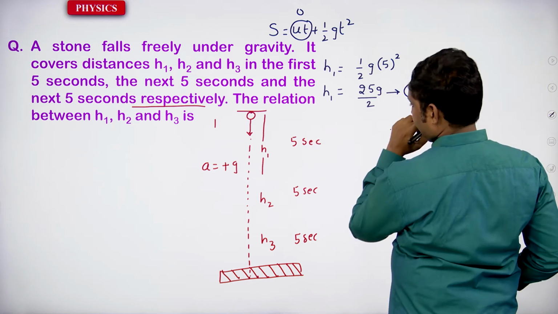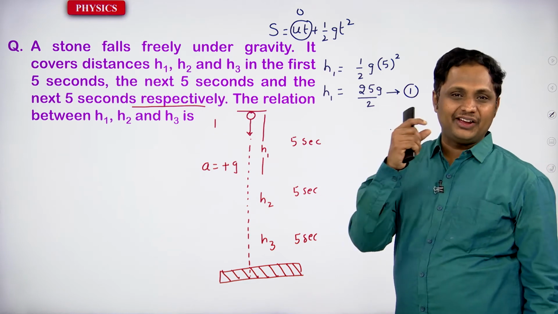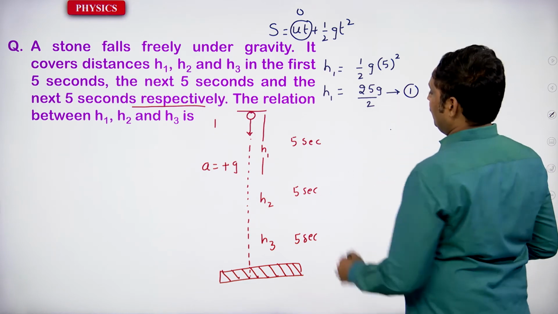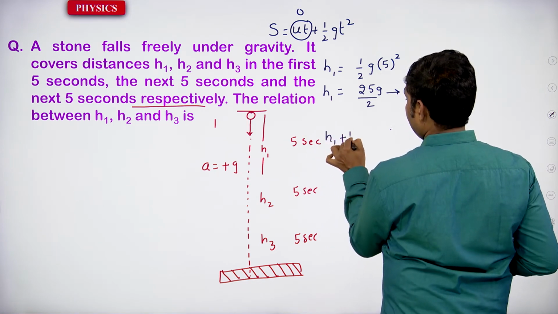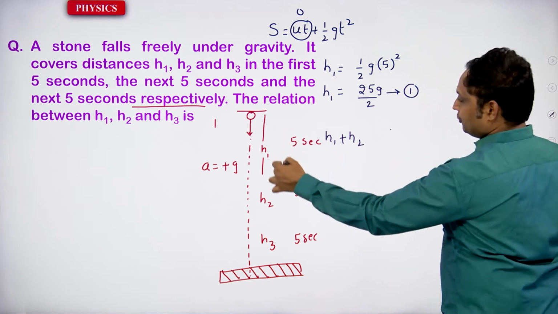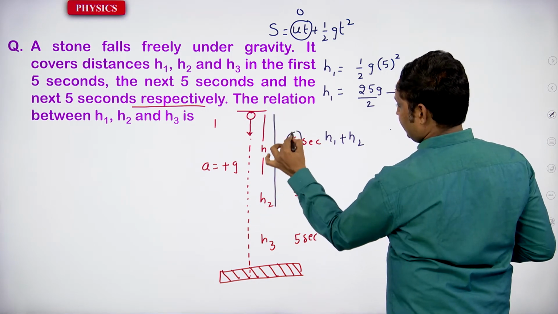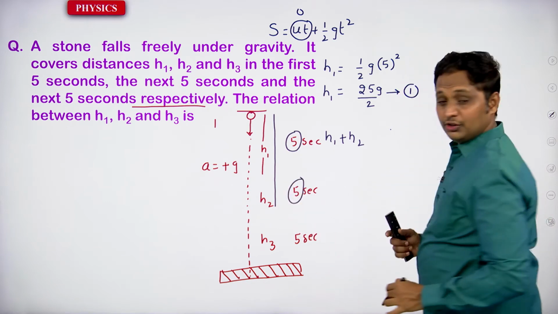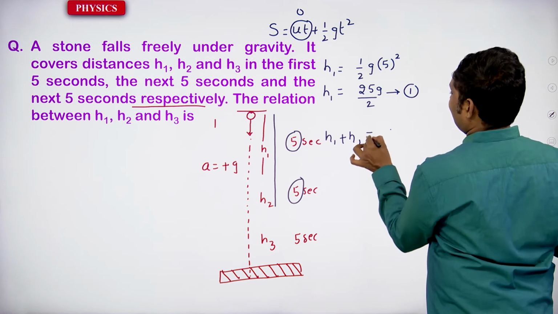We would like to get this H2. If you are going to get H1, H2, H3, all are having the time interval of 5 seconds. Now, you can go for H1 plus H2, let us assume. In order to reach H1 and H2, you have to take these 5 seconds and these 5 seconds. The time is going to be 10 seconds.